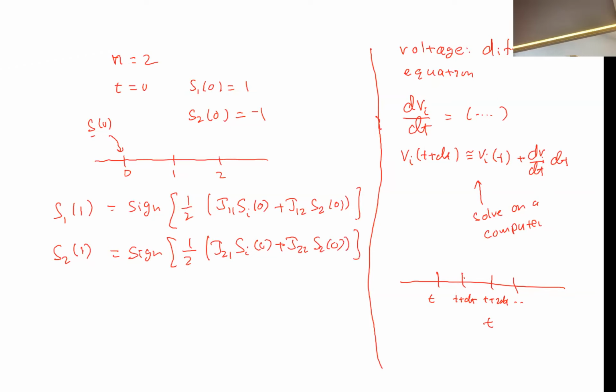Okay, so let's make up some numbers for these: 1, -1, -1, and 2. So this is equal to sign of 1/2 times, J11 is 1, this is a 1 here, 1 times 1, and -1 times -1 is +1.